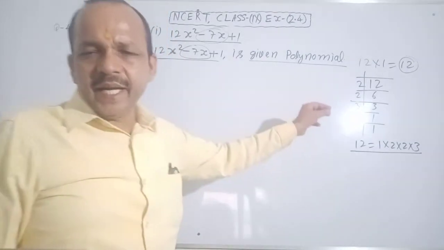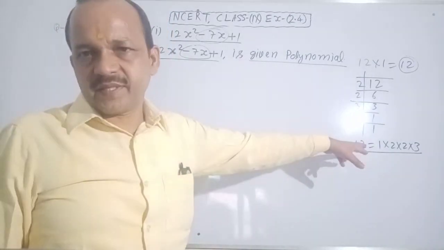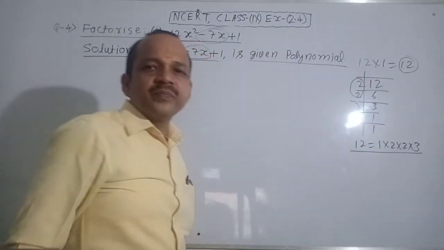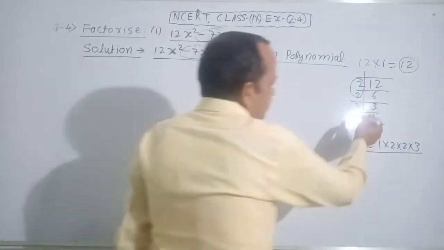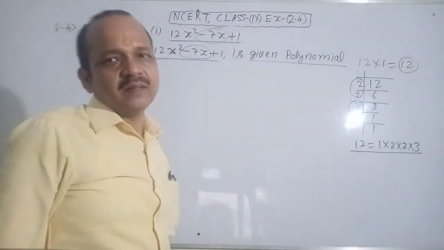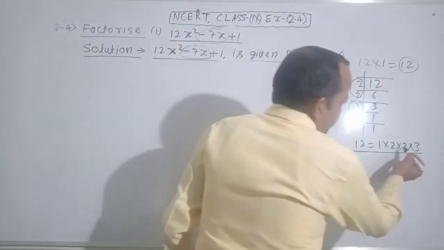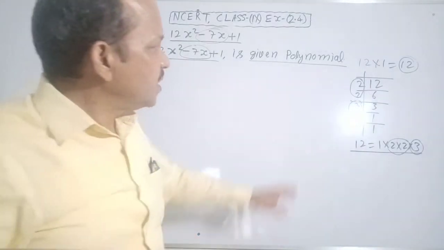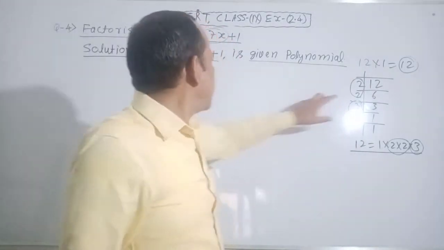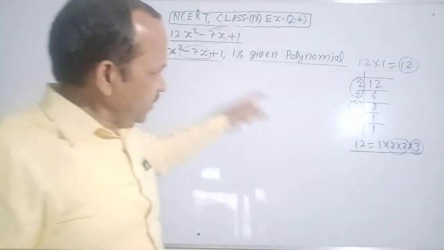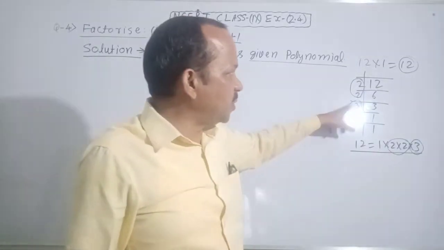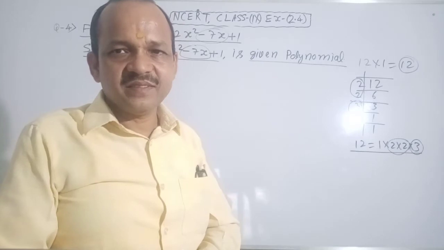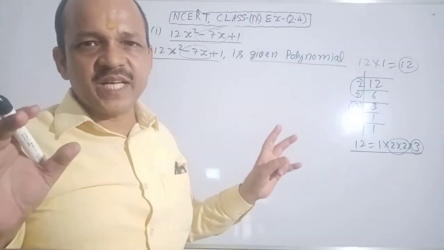Now you make two pairs of factors. You can take 2 multiply 2, 4, and 3 multiply 1, 3. Here 2 twos are 4 and 3. If you add 4 and 3, it becomes 7. If you multiply 4 and 3, it becomes 12. It means your process is correct.